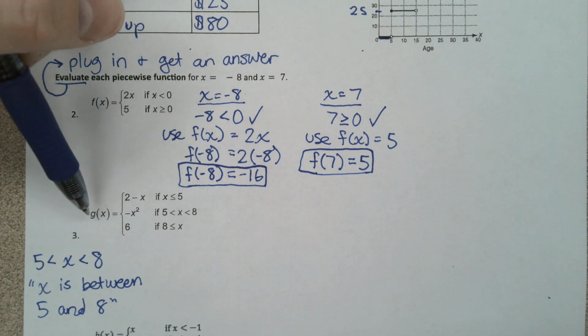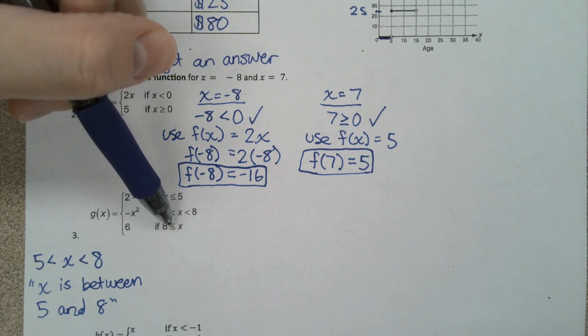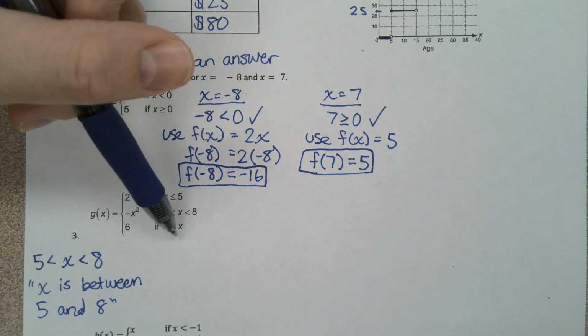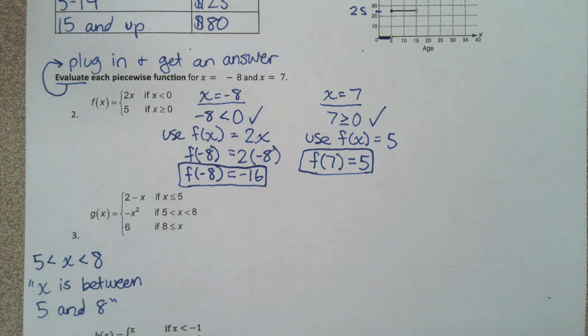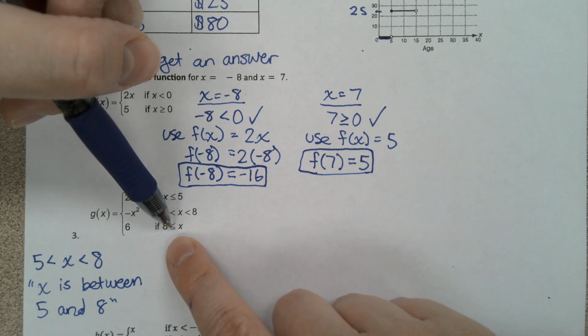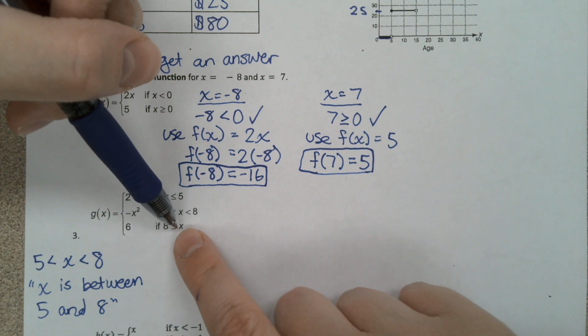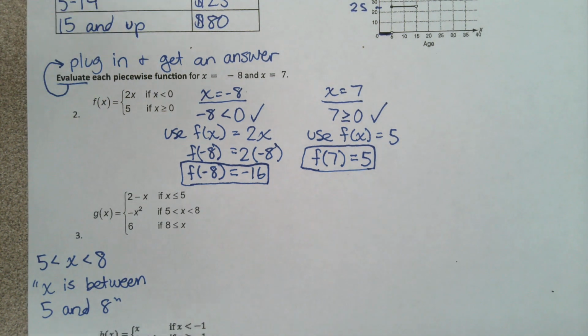And then for our last one, g of x equals 6 if 8 is less than or equal to x. This is written backwards from what we're used to. So essentially, 8 has to be smaller than or equal to x. So x is going to be a number that is 8 or larger than 8.